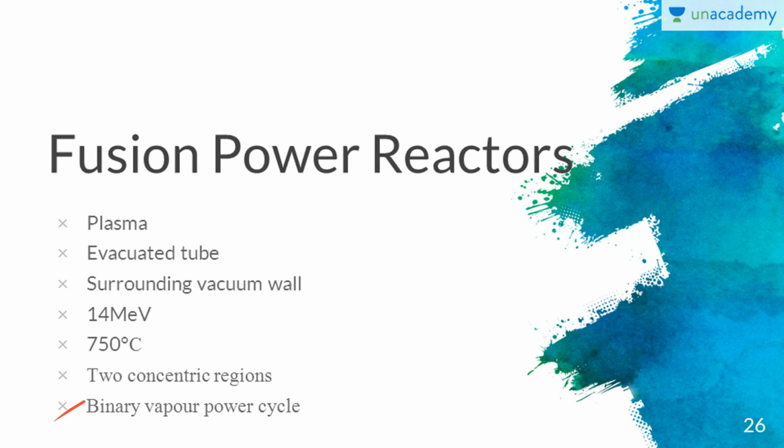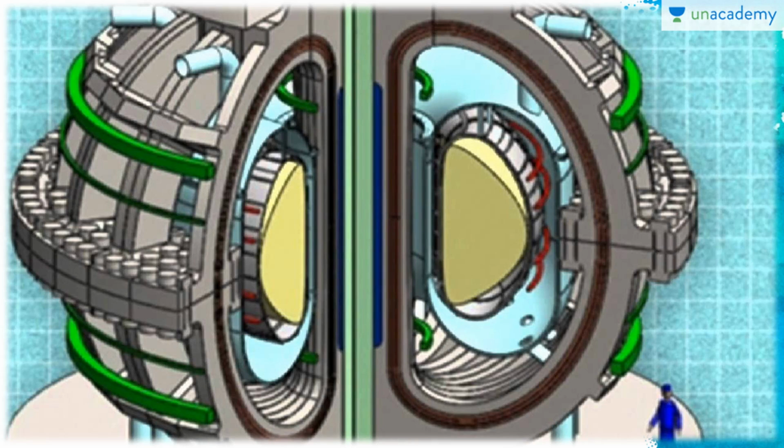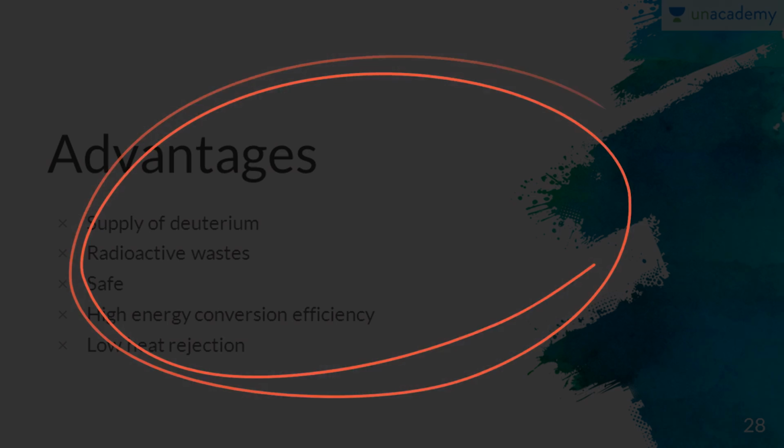The tritium is manufactured in the lithium blanket, and large cryogenic superconducting magnets of around 7 to 8 meter diameter maintain the magnetic shield. The binary vapor power cycle consists of a potassium topping cycle as well as a conventional steam cycle. It includes a tritium recovery system. So this is an overview of the animation drawing of a fusion power reactor.